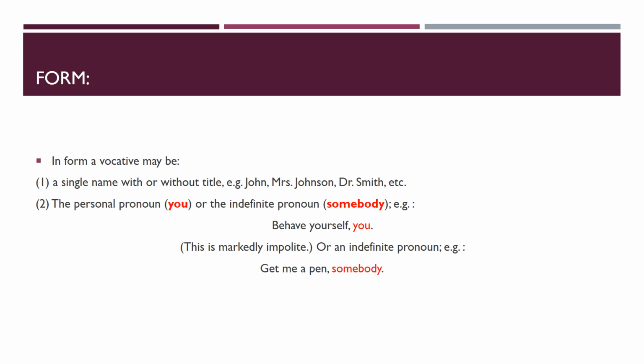Now we come to the form of the vocative. What are the forms in which vocatives usually appear in English? It appears in different forms. You see, it can appear, number one, as a single name with or without a title. For example, we say John. This is a normal name, a proper noun that refers to someone. We said it without a title.